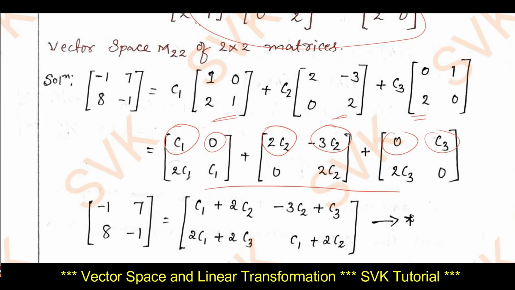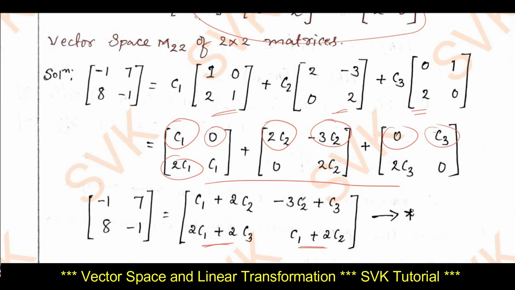Similarly, I am going to add the second row first elements. Adding all these things, we are going to get this element. This is what we got. Similarly for the last value as well. Then I will name that as equation star. I am just adding these elements.